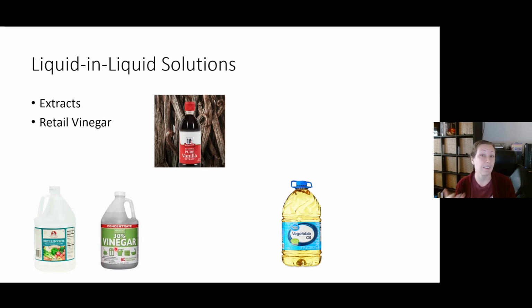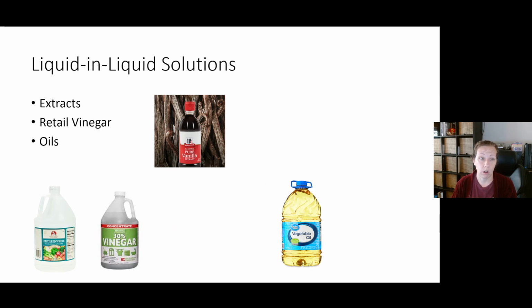But acetic acid is a liquid. And so if you were to get 100% acetic acid from some scientific supply company, it would come as a liquid. But these are diluted for use at home.